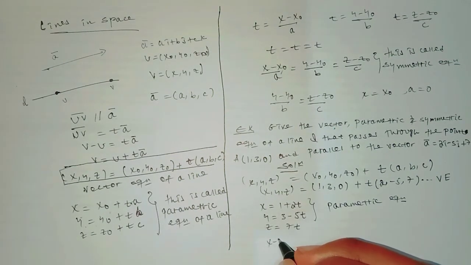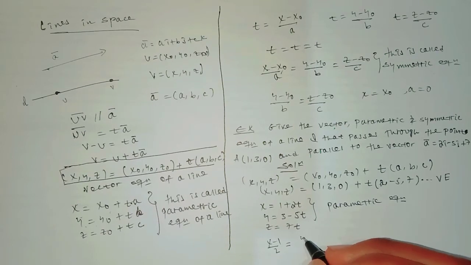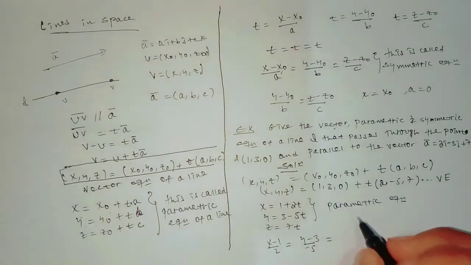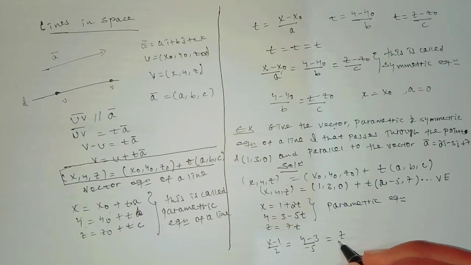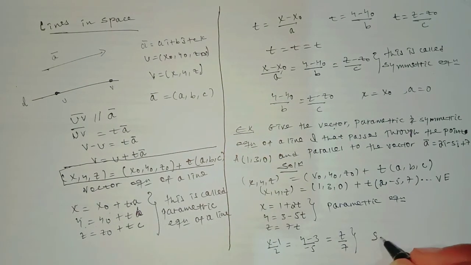x minus 1 over 2 equals y minus 3 over negative 5 equals z over 7. So this is the symmetric equation.